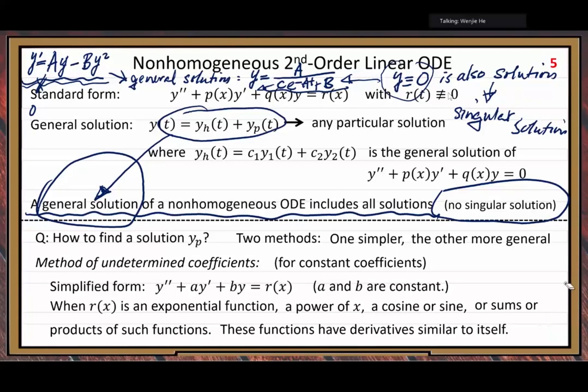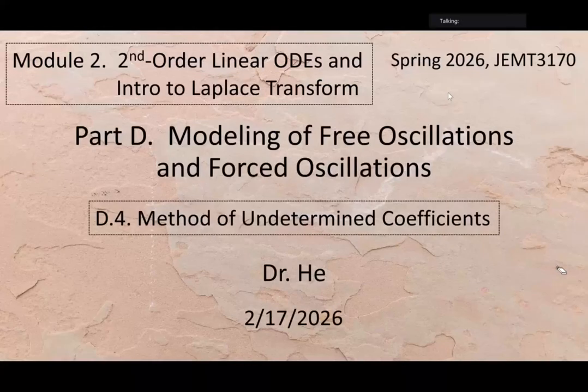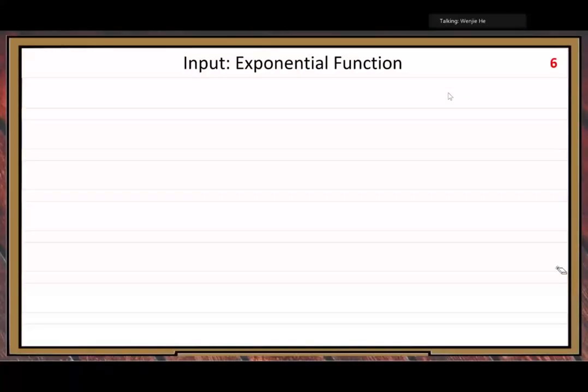So this function's derivative is similar to itself. All right. Now let's look at one simple example. But for this part, I do not talk about that choice theorem. So later we will do that. Our example, the input is an exponential function.